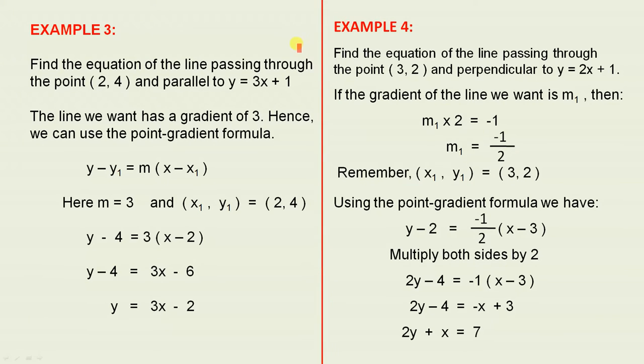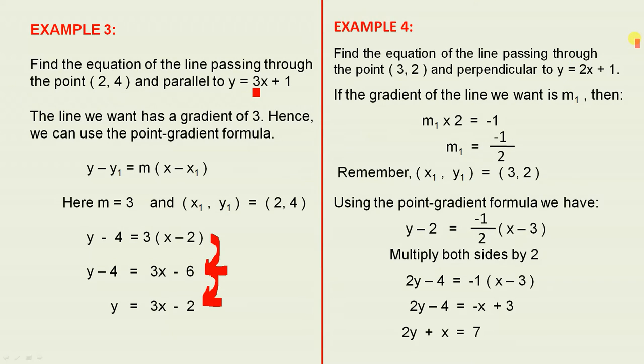Example 3. Find the equation of the line passing through the point 2, 4 and parallel to y equals 3x plus 1. The line we want has a gradient of 3 because it's parallel to that line. Hence we can use the point gradient formula, which is y minus y1 equals m outside of x minus x1. In this case m equals 3 and x1, y1 is 2, 4. We substitute that equation into the formula. We simplify to get that line, further simplification, and that is the answer. So the equation of the line we need is y equals 3x minus 2.